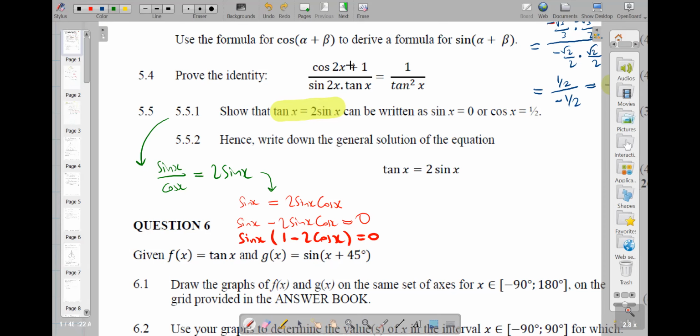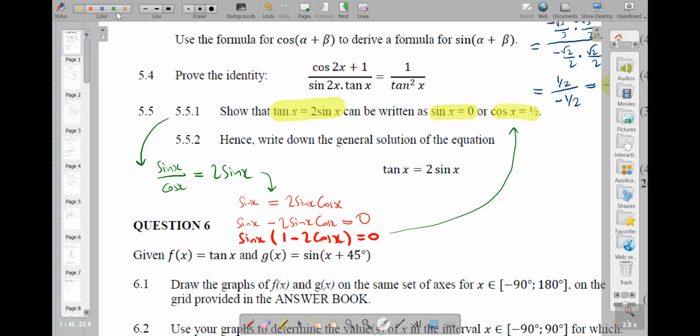I can just say it is actually done because you can just write what they want. You can say either sine x is 0 or cosine x is half. So that wouldn't be a problem. It's basically just 3 marks for that. Tangent is sine over cosine, times everything by cosine, put everything on one side, factorize, and then.